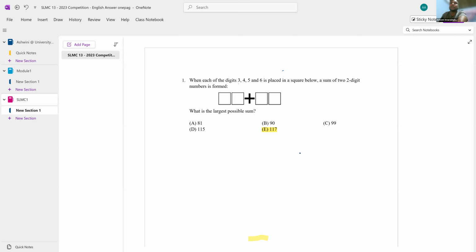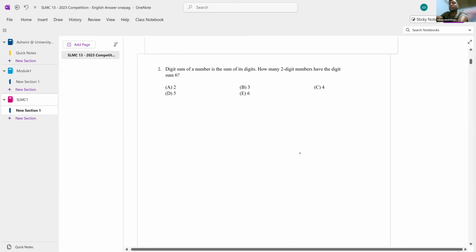So this one right here: when each of digits 3, 4, 5 are placed in a square below, the sum of each two-digit number is formed. What is the largest possible sum? If I want to have a larger sum, I would put these numbers on the tens place. So I can put 5 here and 6 here. And then that leaves me with 4 here and 3 here. So again, it's a resource optimization problem, how to use these resources optimally. If the problem is about getting the least number, you would put 5 and 6 on the ones position and 3 and 4 in the tens position. So here you can see the answer is 170.